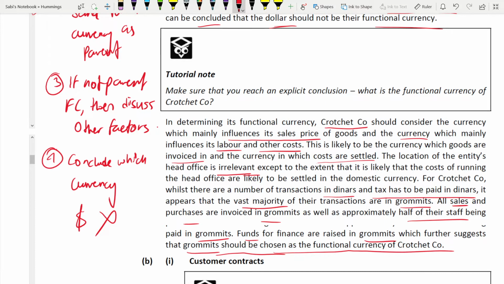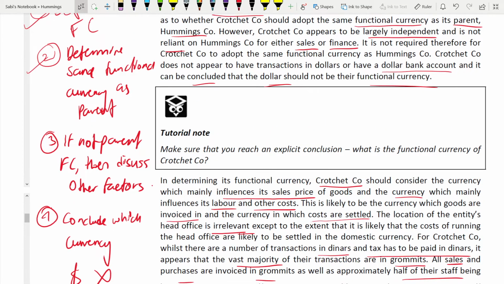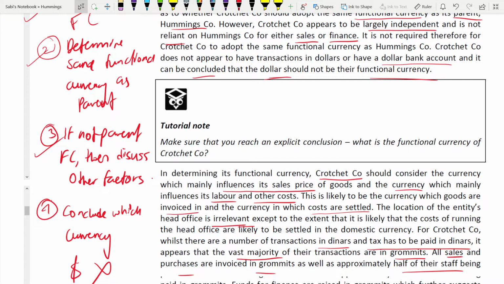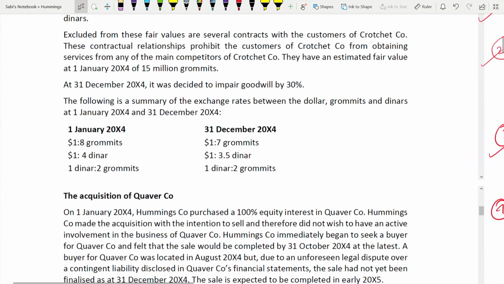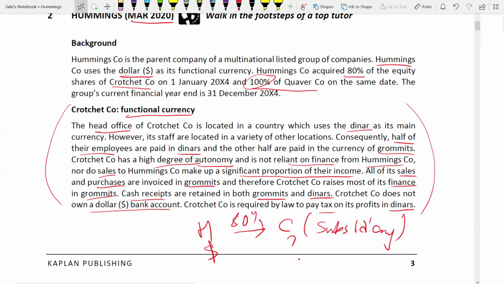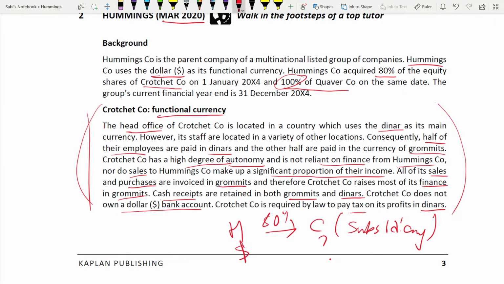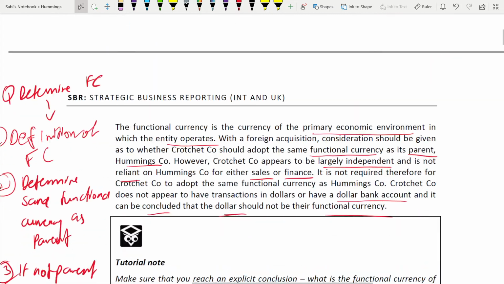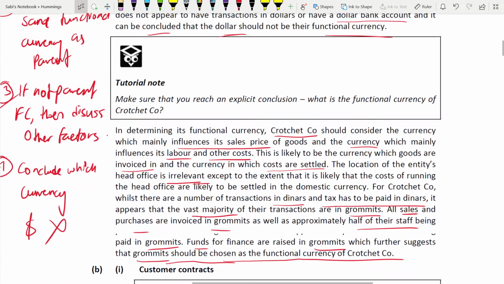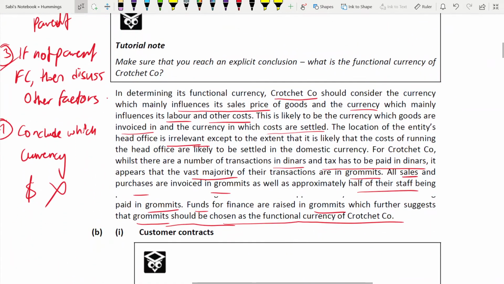This is your conclusion. So you talked about the first point, second point, third point also. Discussed the factors from the case only. You took the points from this paragraph only. Finance is in Grommet, sale is in Grommet, cost and purchase are in Grommet. All these points, the answer is purely from this paragraph only. Even though it's pure knowledge, it's from this paragraph only that you are using. So that's how you will get your 5 points.